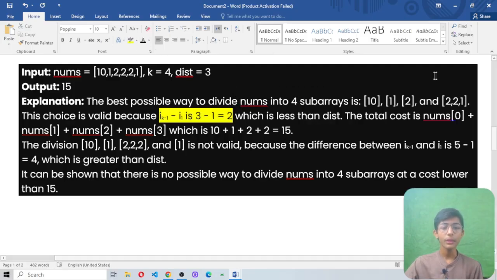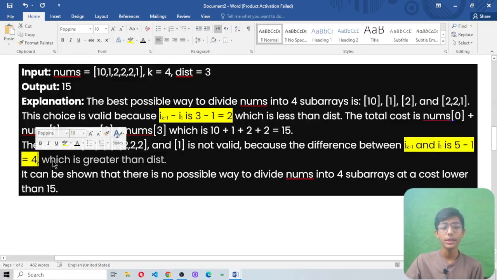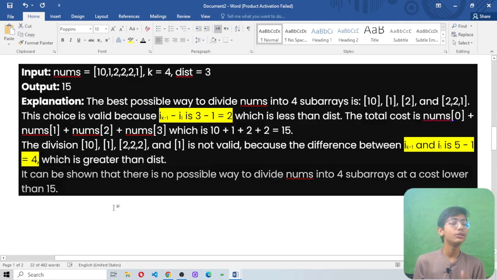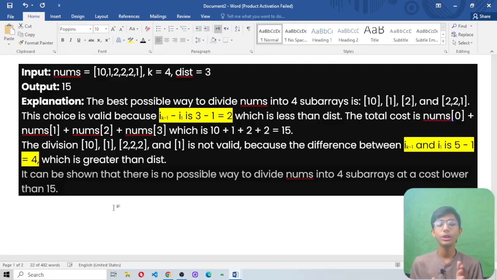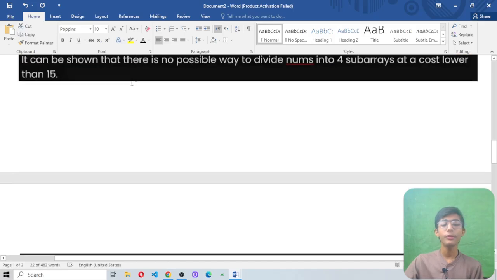Okay, the total cost is nums[0] plus nums[1] plus nums[2] plus nums[3], which is 10 plus 1 plus 2 plus 2, equals 15. So the division [10, 1, 2, 2, 2, 1] is not valid because the difference in this formula is greater than dist. It can be shown that there is no possible way to divide nums into 4 subarrays at a cost lower than 15. Okay, so let's move to example 3.